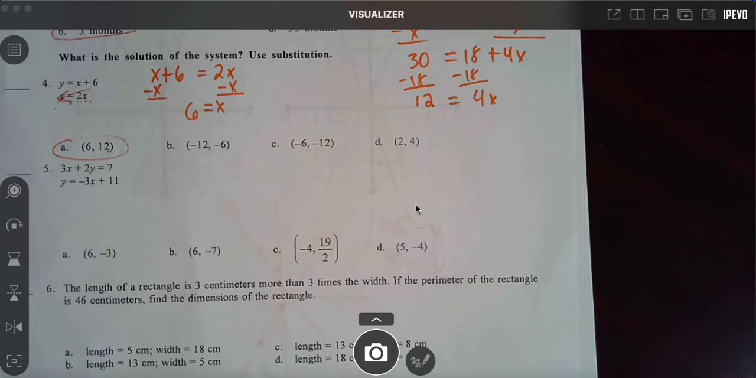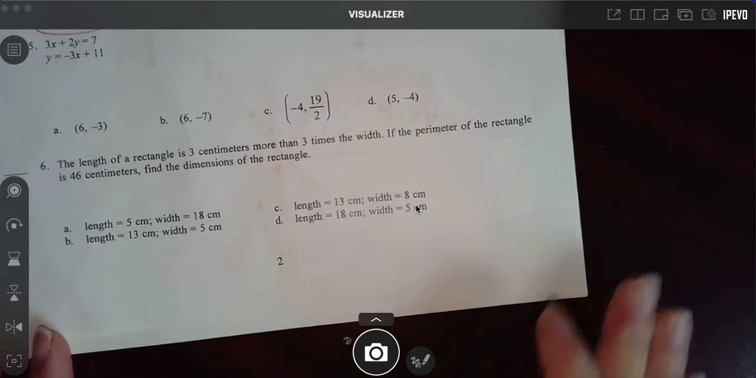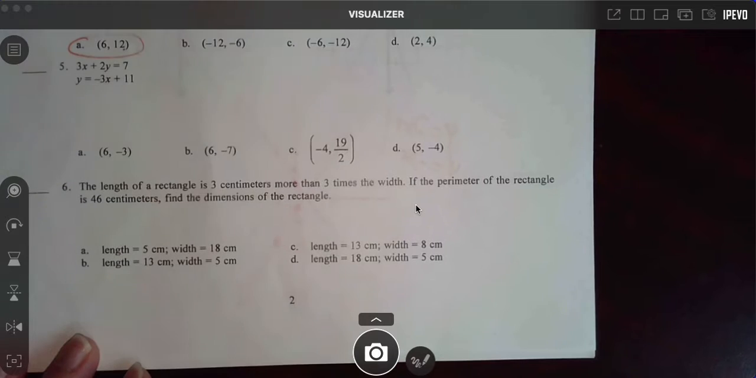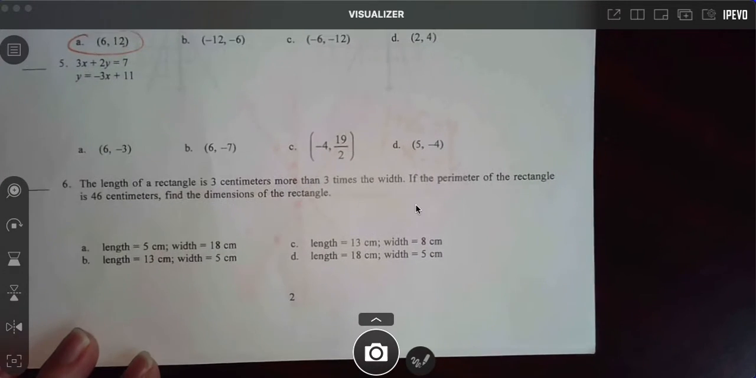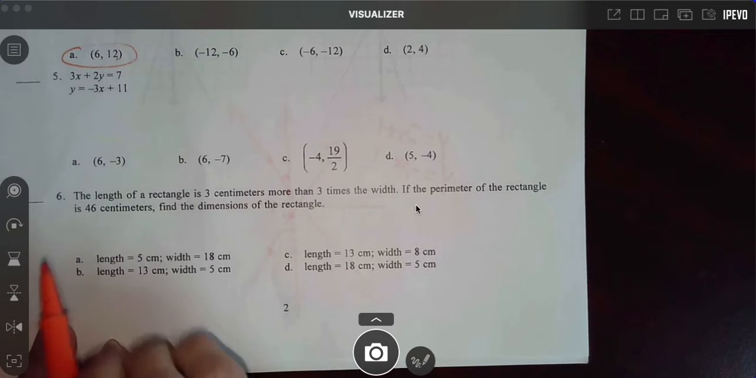Moving along then. Number 5. It's also substitution. Many of you still did plug and play. What way do y'all want me to do this? Plug and play. Y'all want me to try this one, plug and play? Okay, just so we'll remember what in the world I'm saying.